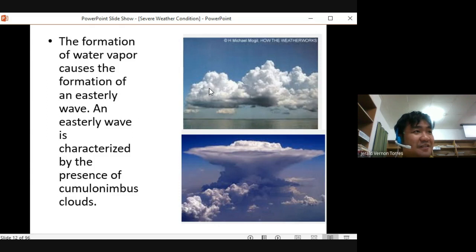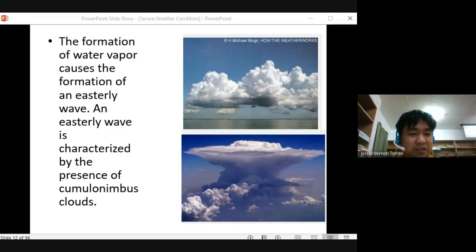Sige, from what region? Sige nga, Carlos, anong sabi ko kanina? How does air move? Paano nagkaka-wind? Galing ka sa anong region? Anong pressure ng region na yan? It must come from what pressure region, Carlos?